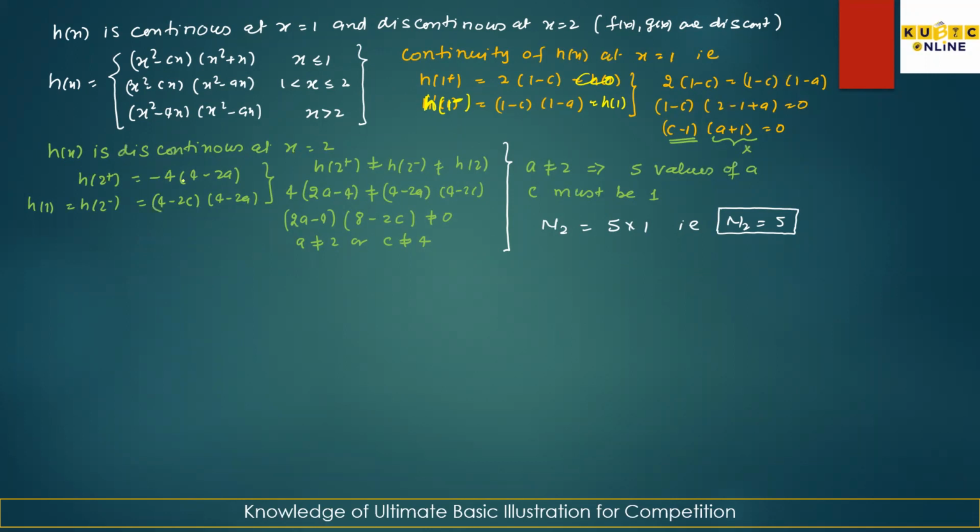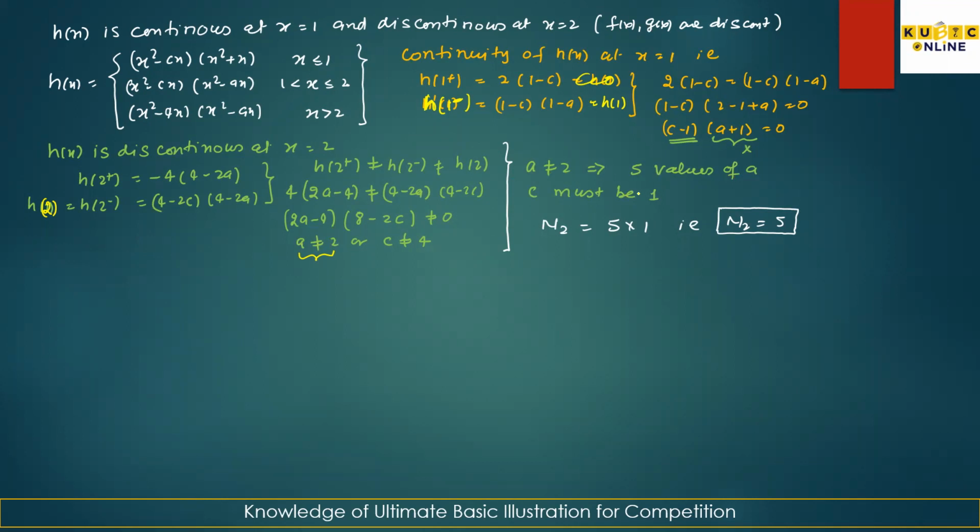So this is h of 2 positive, and h of 2 negative is the same as h of 2. If you simplify this part, h of 2 negative is the same as h of 2. So now the function is discontinuous at 2. So we get a is not equal to 2 and c is not equal to 4. Now if a is not equal to 2, that means we are getting 5 values of a, but c must be equal to 1.